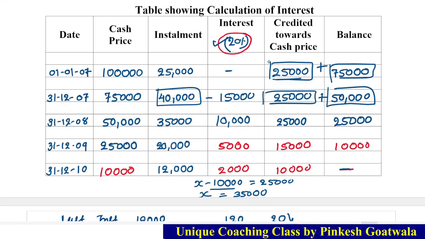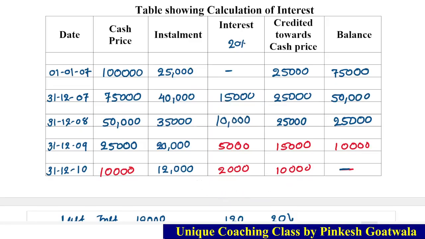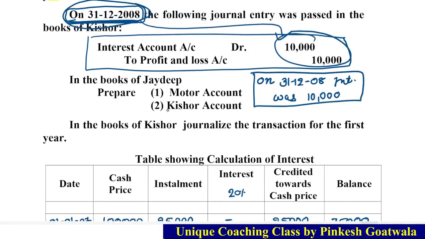Now table is completed. Now what they ask to prepare, so you have to do yourself because there is nothing to this point. Okay, તમારે જાતે prepare કરવાનું છે. You can easily do that. Okay, શું prepare કરવાનું છે? That is motor account and Kishore account in the books of Jaydeep. Okay, Jaydeep seller na books ma accounts prepare account છે motor and Kishore ni books ma journal.